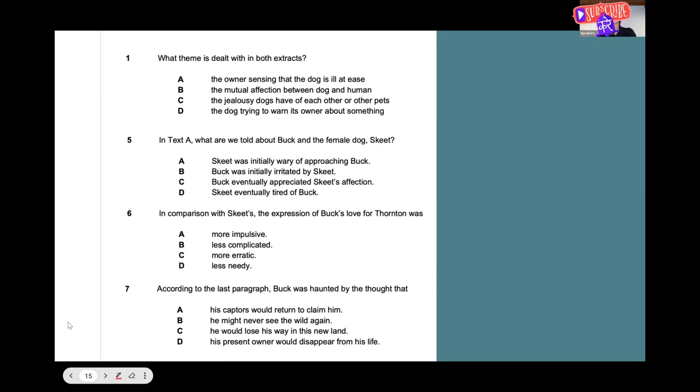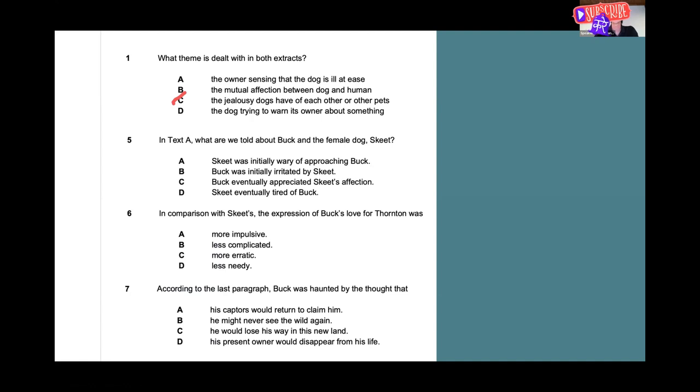Immediately, just from the title and the first sentence, we know that it's not going to be C, the jealousy dogs have of other pets, because both of them have shown a really strong connection between humans and animals. So we're crossing out C immediately using the process of elimination. And now we're looking at what the keywords are in the ones that we have left.